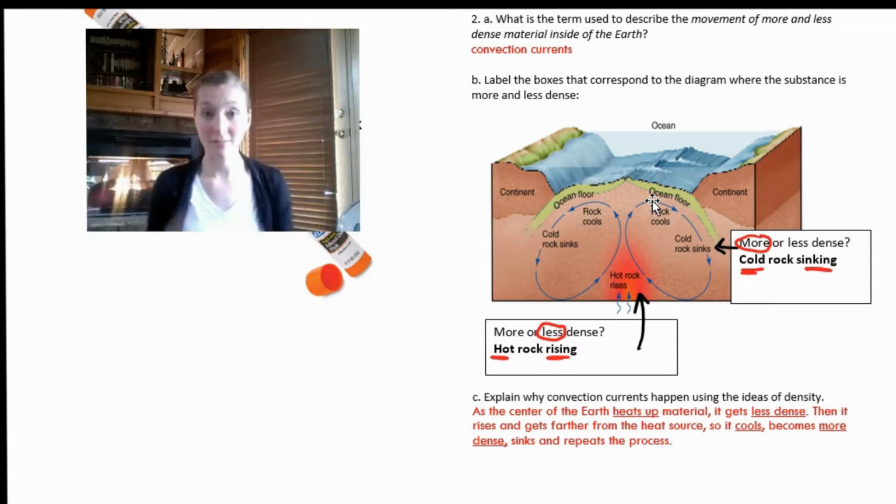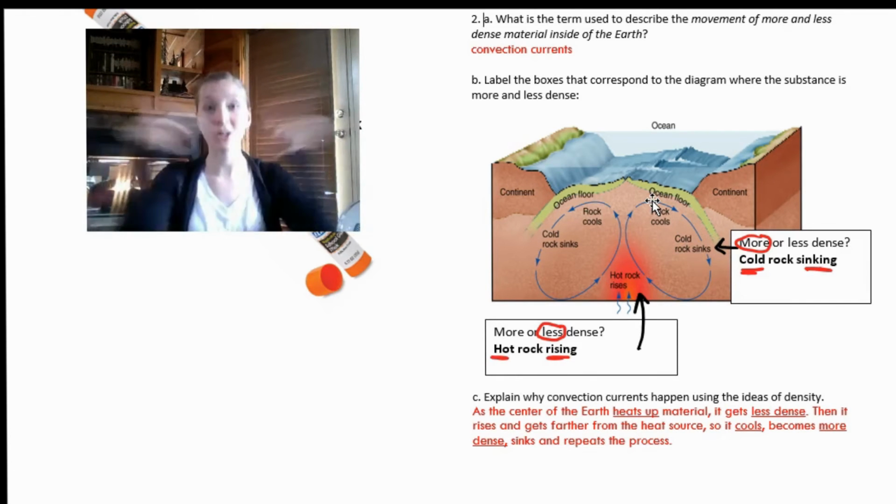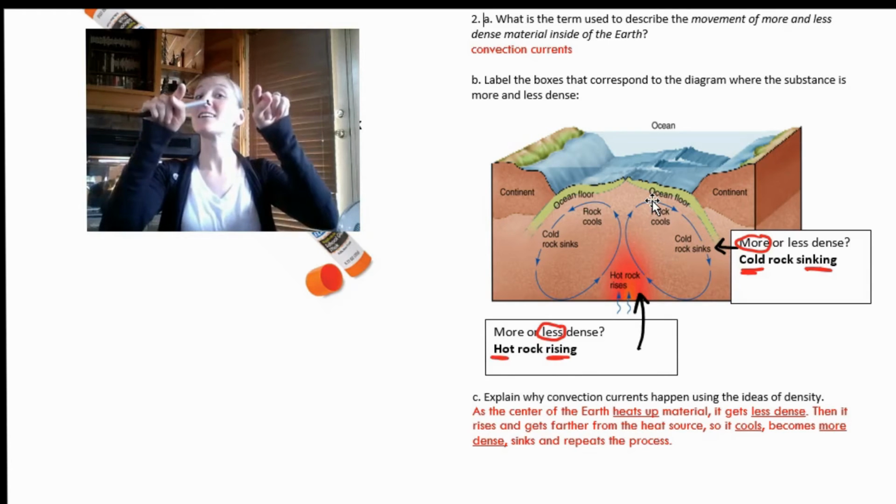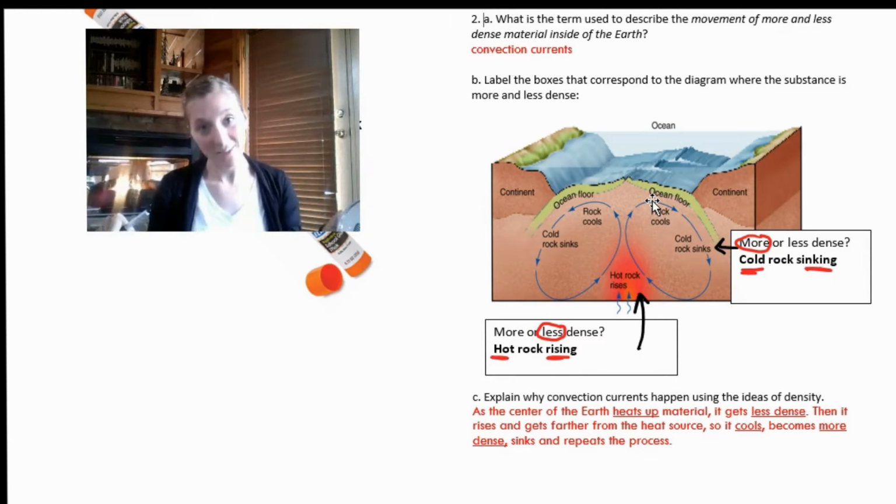And we know our song, convection currents. Say it with me, convection currents. Less dense rises, more dense sink. Okay, so there's just a hint of the song. You can sing it on your own or go download it from iTunes.